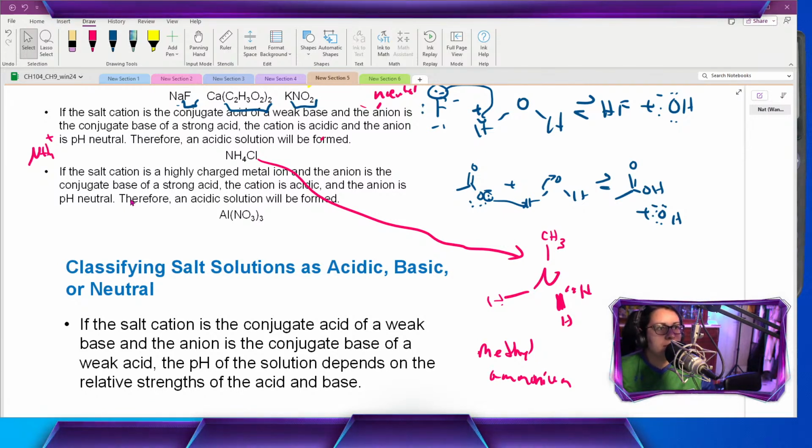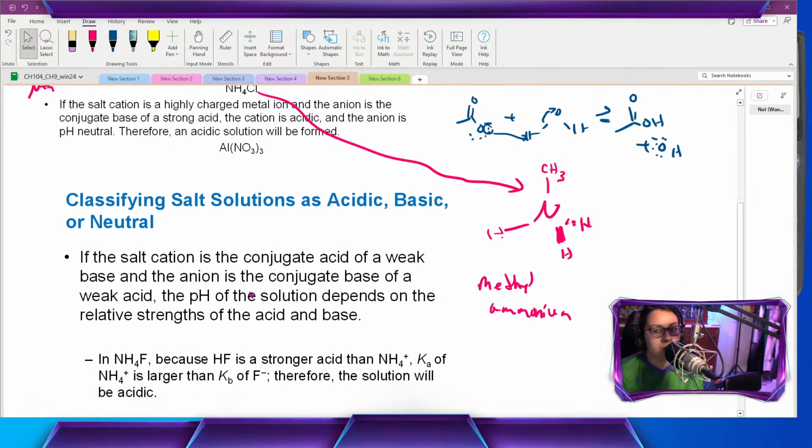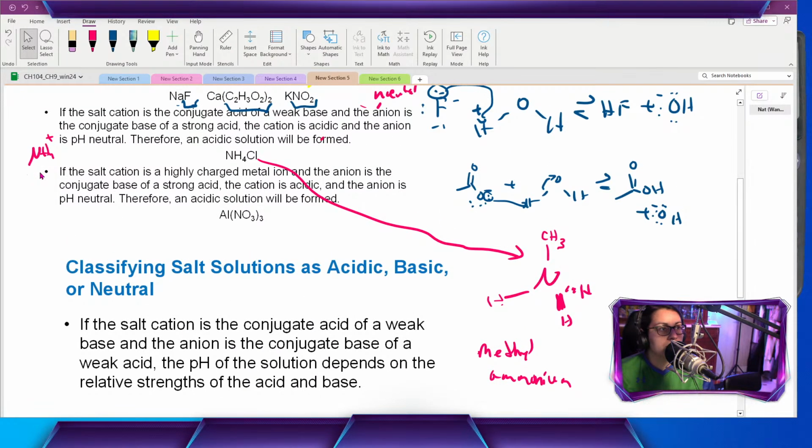All right, now let's look at the last one because this is a little special scenario. And we have aluminum. It says if the salt cation is a highly charged metal, so that's mainly going to be like aluminum 3 plus or other metal 3 plus, and the anion is the conjugate base of a strong acid. So now nitrate, right? This is not going to have any influence since the anion is neutral.